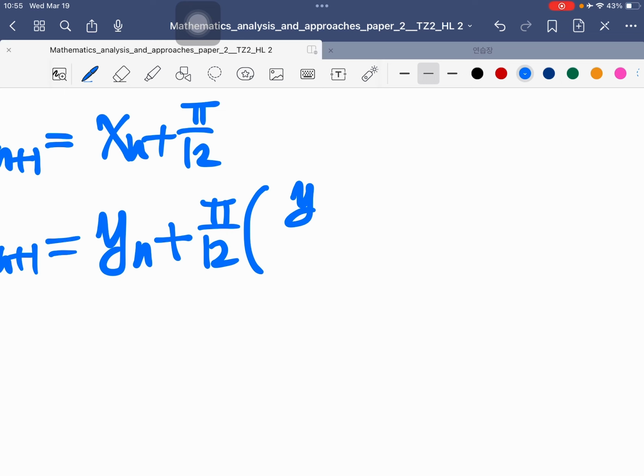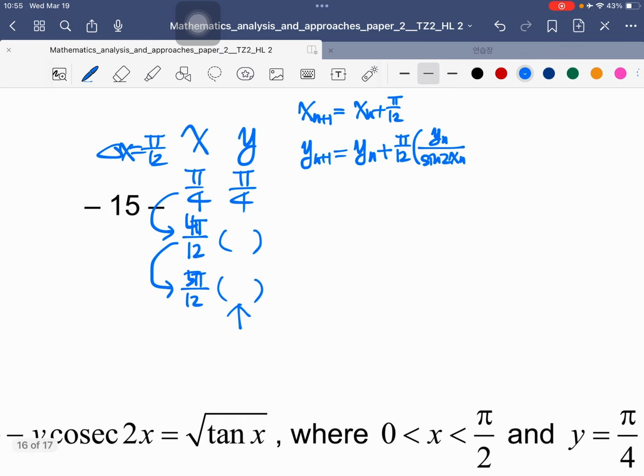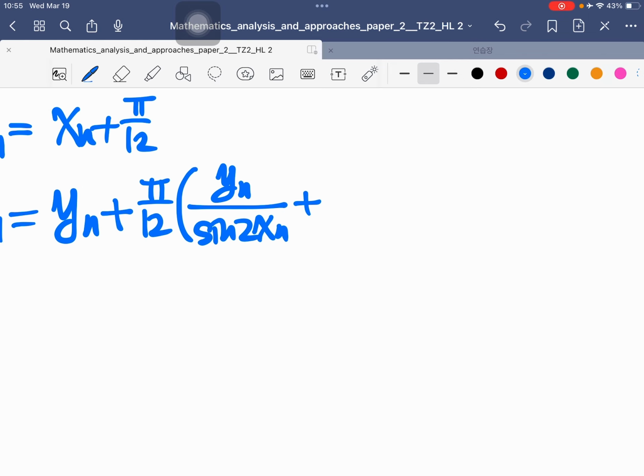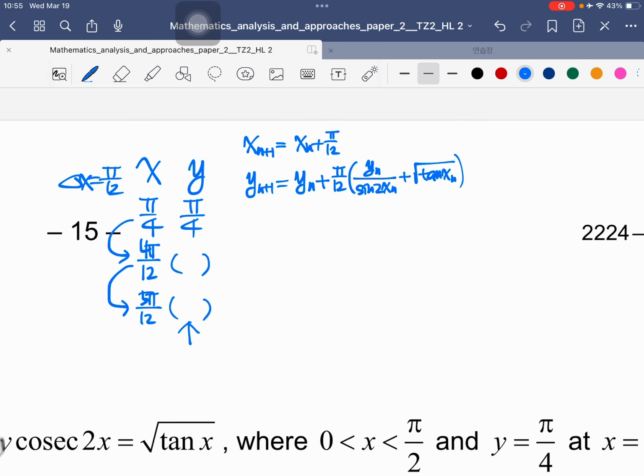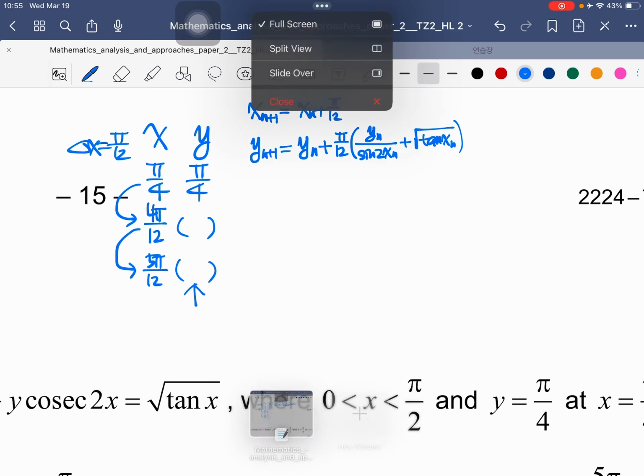y n divided by sine of 2 x n, right? Plus square root of tangent x n. So we can apply this method. Okay, let's use the calculator to find out how it looks.